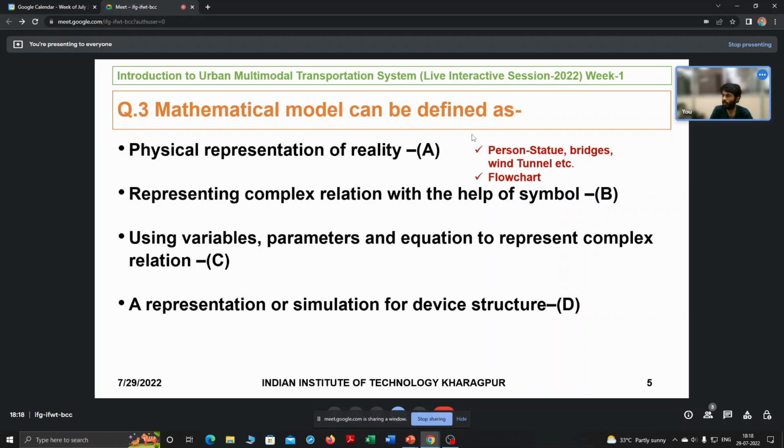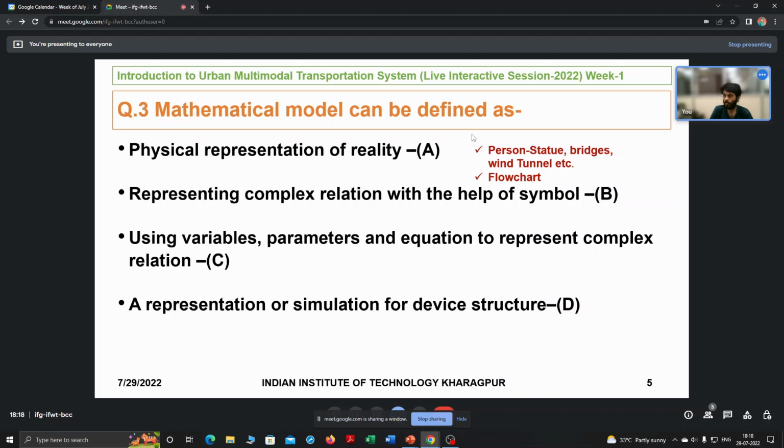Second one is the representation of complex reaction with the help of symbols. Specifically in computer intelligence, we know what a flow chart is, right? As a computer doesn't understand beyond 0 and 1, that is binary, we make a flowchart so that the computer does understand those things, right? That kind of thing can be associated with a symbolic model. So it can be said to be a symbolic model.